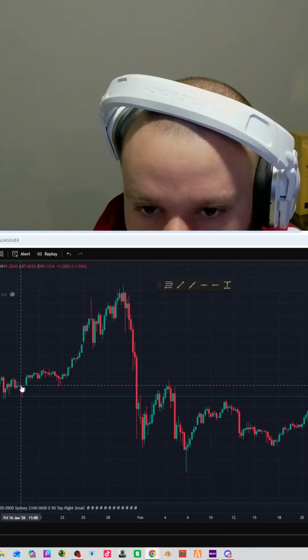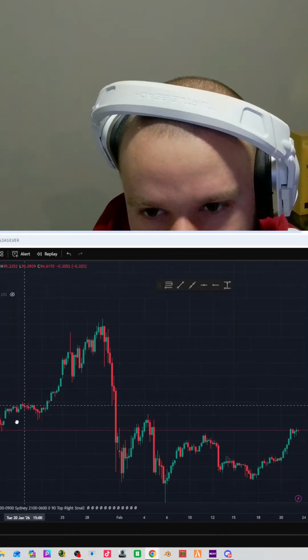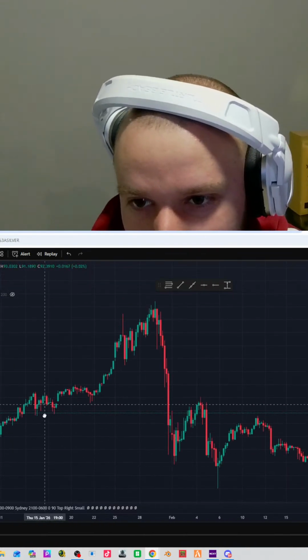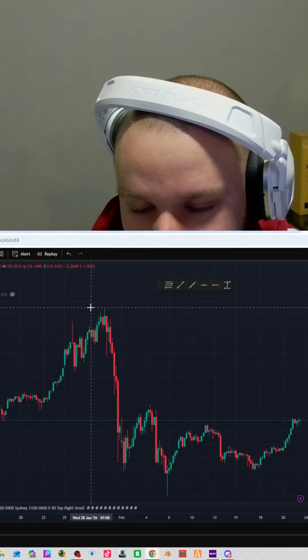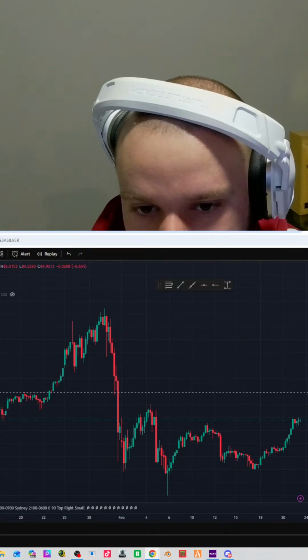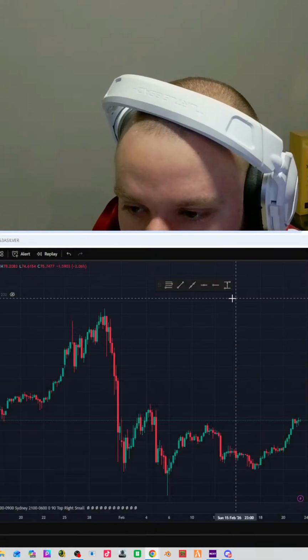Here's a liquidity sweep. Is it though? How about on the upside? Or the downside, I should say.